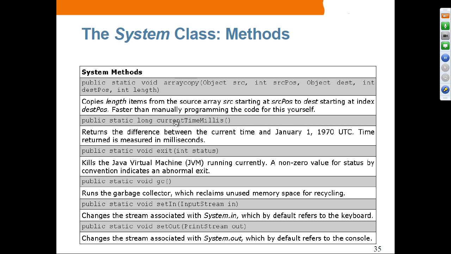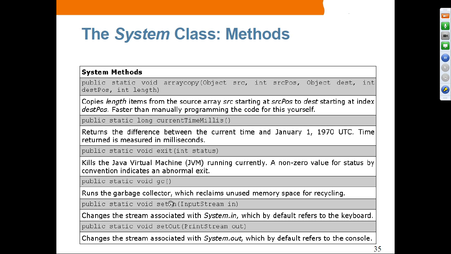You can get the current time in milliseconds. You can call exit to terminate your program. Non-zero value means it's an abnormal exit. Zero value means it's the normal exit. GC means asking the Java runtime to do garbage collection. It's a request, it's not mandatory. So when the JVM receives this garbage collection request, it will take that and consider it for garbage collection.